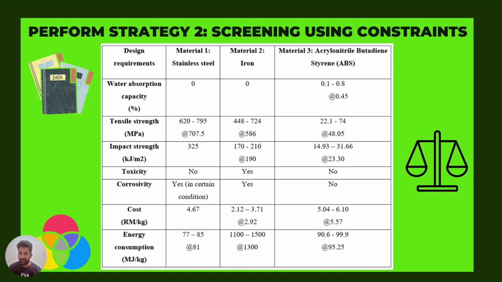Next, we need to search and determine the value for each of the material properties. If we have a range for the material property value, we must calculate an average value for it. As we can see from the table, all the material property values are specified.